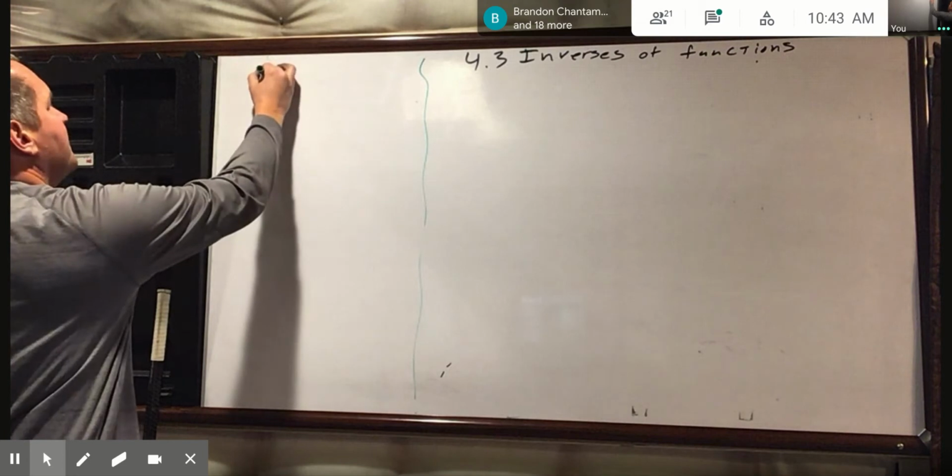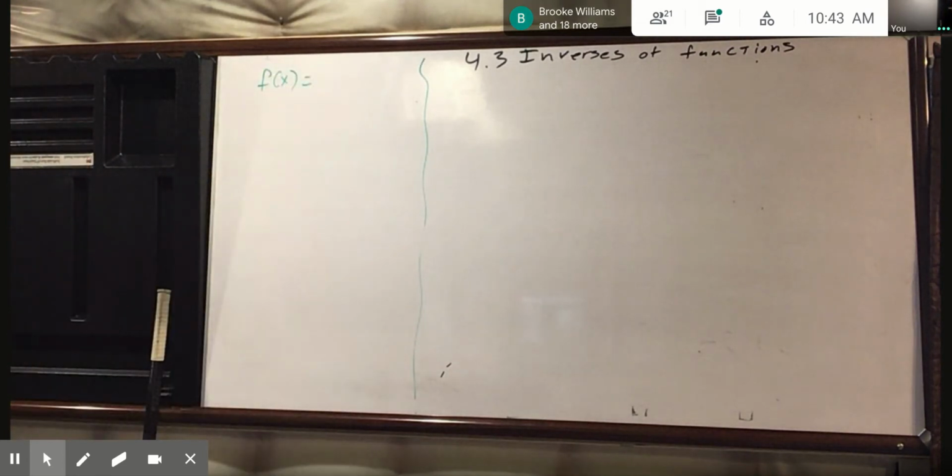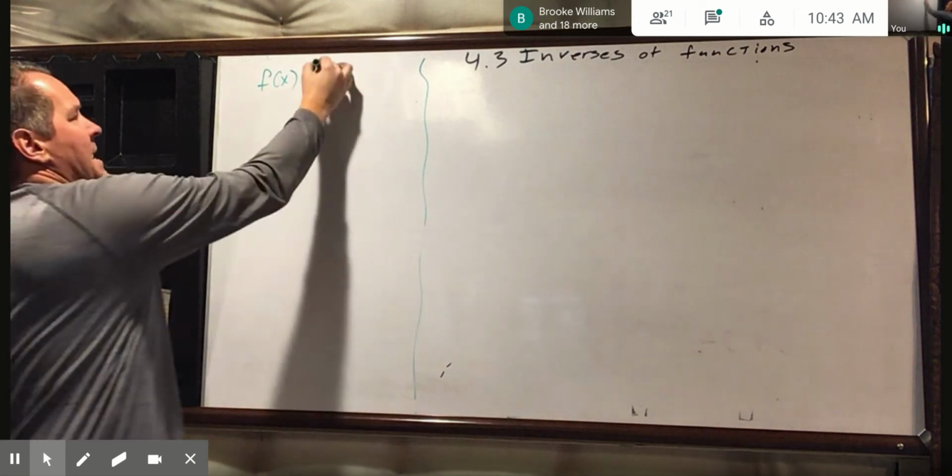Algebraically, f of x equals 3x minus 6.